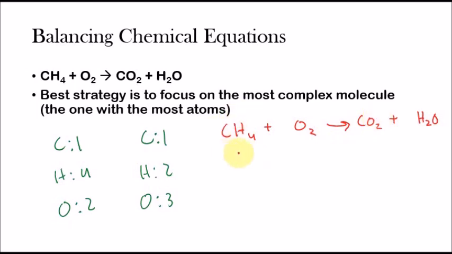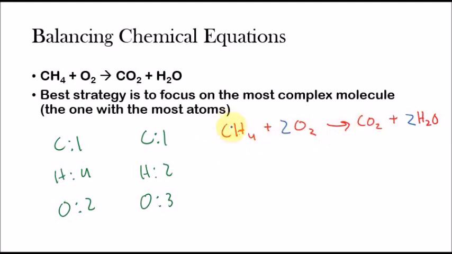So let's start here. We have one carbon atom here, and we have one carbon atom here. That's good. We have 4 hydrogen atoms here, and we only have 2 here. So what we could do is put a coefficient of 2 here, and now we have 4 hydrogen atoms. Now on this side of the chemical equation, we have 2 plus 2 times 1 is 2, 4 oxygen atoms, and here we only have 2, so you can just put a coefficient of 2 here, and then everything is balanced out. Let's check.